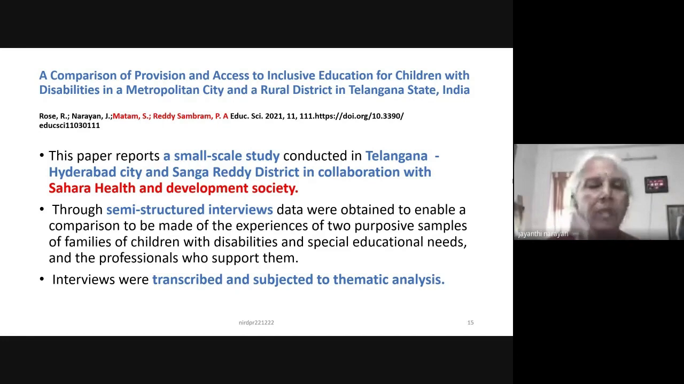So this has certain inclusive education related issues. What is it that is available in urban area that our children are unable to get in rural area, or how are they getting it? This was the main focus. So it was done through a semi-structured interview. We interviewed the participants. Next one, please.